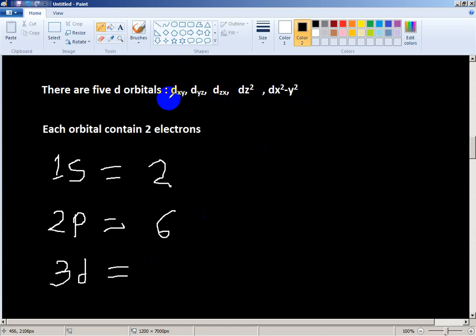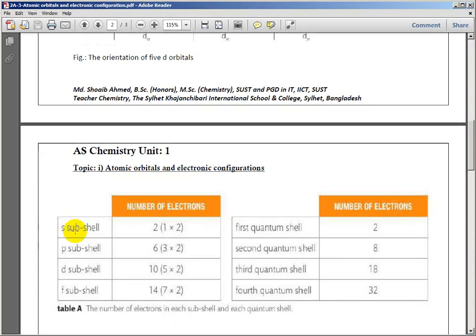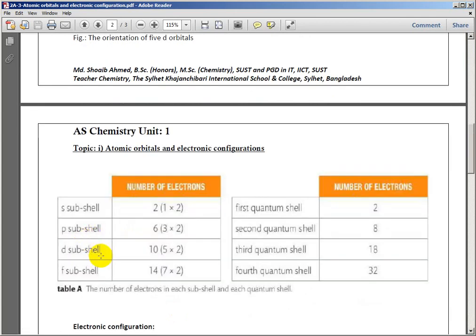Yes, good. The d subshell holds 10 electrons. The s subshell has 1 orbital, so it can hold 2 electrons; the p subshell has 3 orbitals, so 3 into 2 is 6 electrons; the d subshell has 5 orbitals, so 5 into 2 is 10 electrons. The f subshell has 7 orbitals, so it can hold 14 electrons. Now, the number of electrons in each shell, that is, each orbit or energy level.